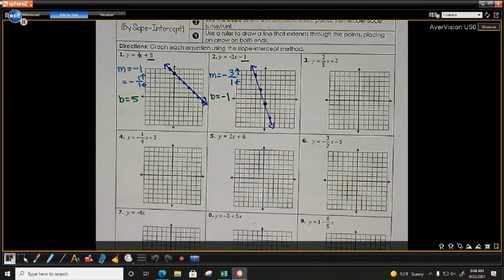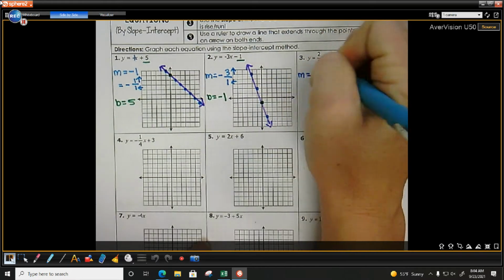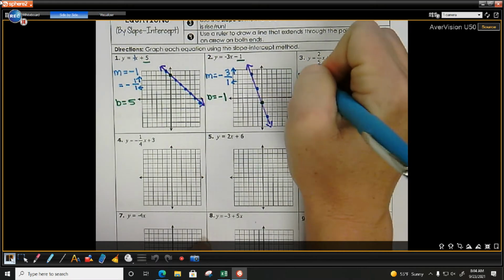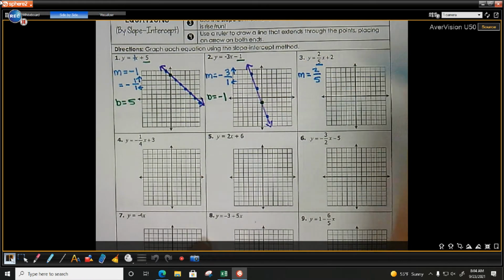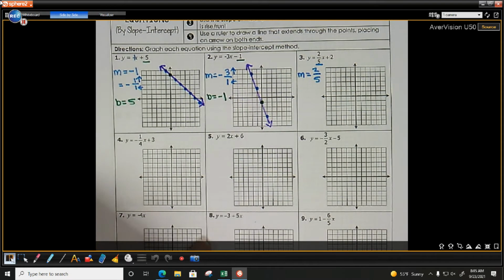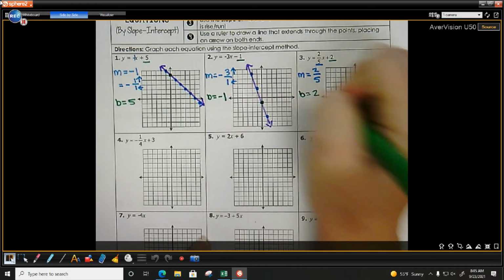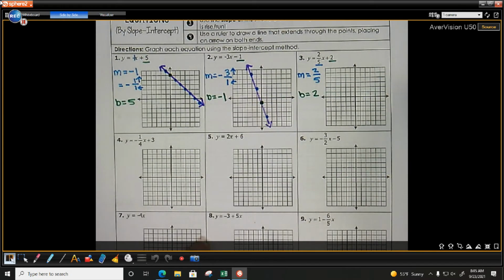Okay, let's do number 3. What's my m? And notice, when I am saying my m, am I including the x? No, because slope is not x. Slope is x's coefficient when you are in slope-intercept form. What's my b? 2.